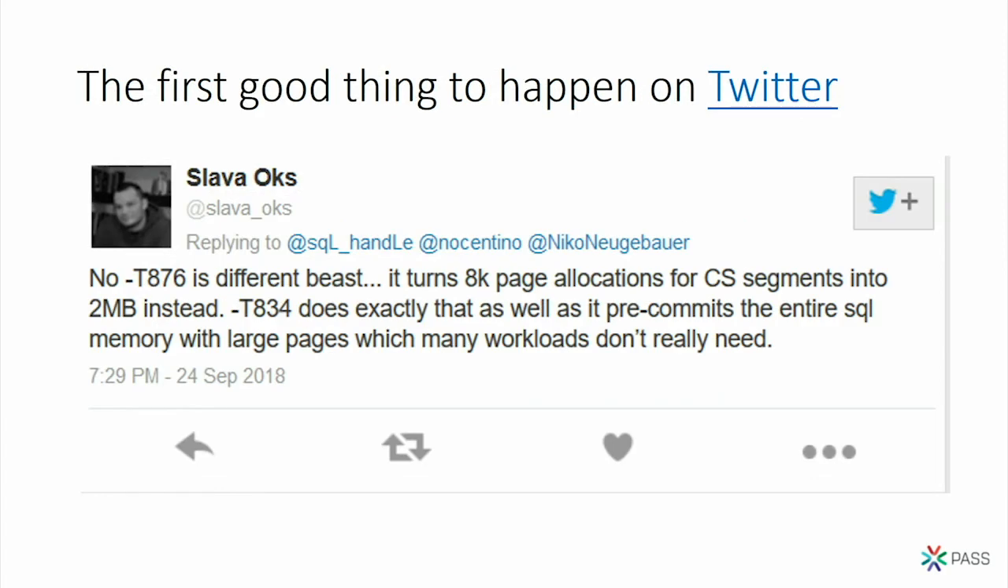I bet some of you use and like Twitter. I don't. But on September 24th, 2008, the first good thing happened on Twitter. Slava from Microsoft revealed a trace flag, 876. So what does 876 do? So you remember those terabytes of memory page allocations? Those are all 8K allocations. Trace flag 876 for Columnstore compression uses 2 megabyte allocations instead.